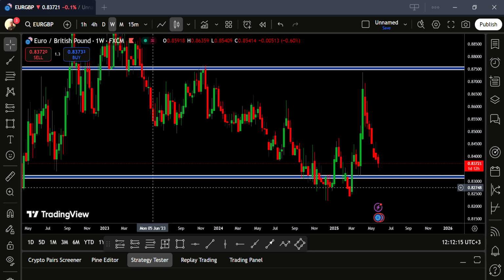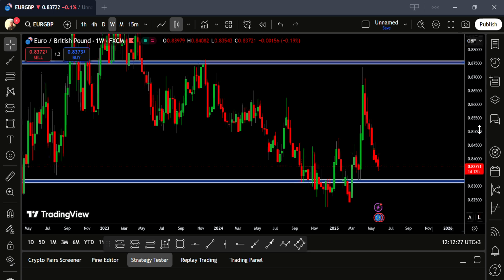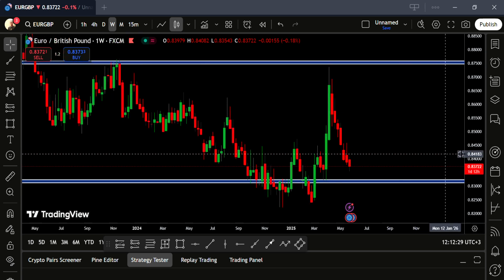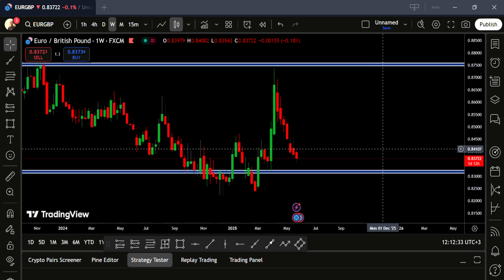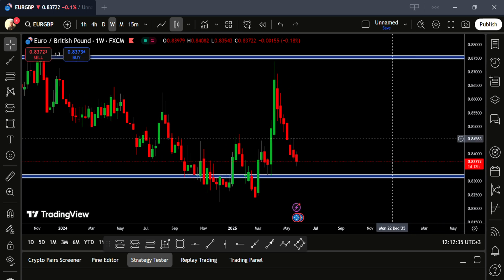So now, what I do, I combine market structure and price action with support and resistance. I only use supply and demand for entries on the lower time frames. I can also use it to build my case. For example, I wanted to show you this trade that I think is going to happen next week or a week after next week on Euro GBP.